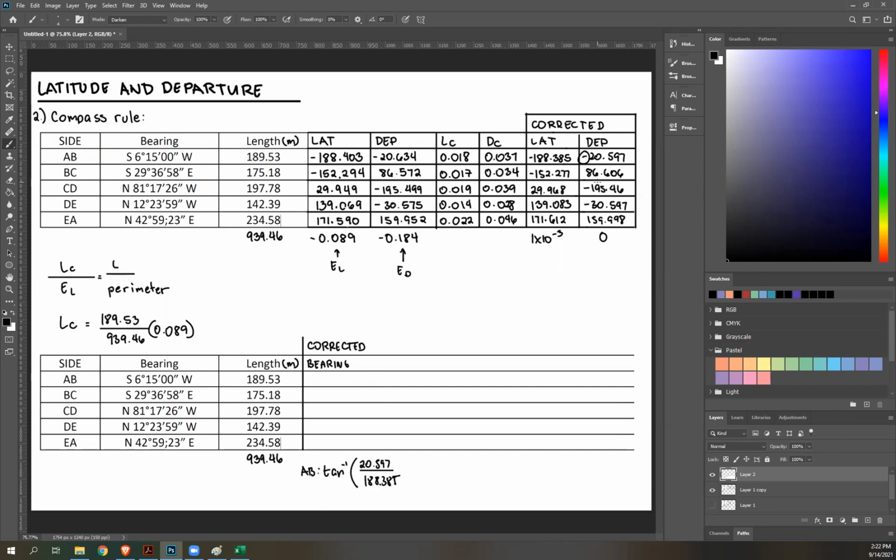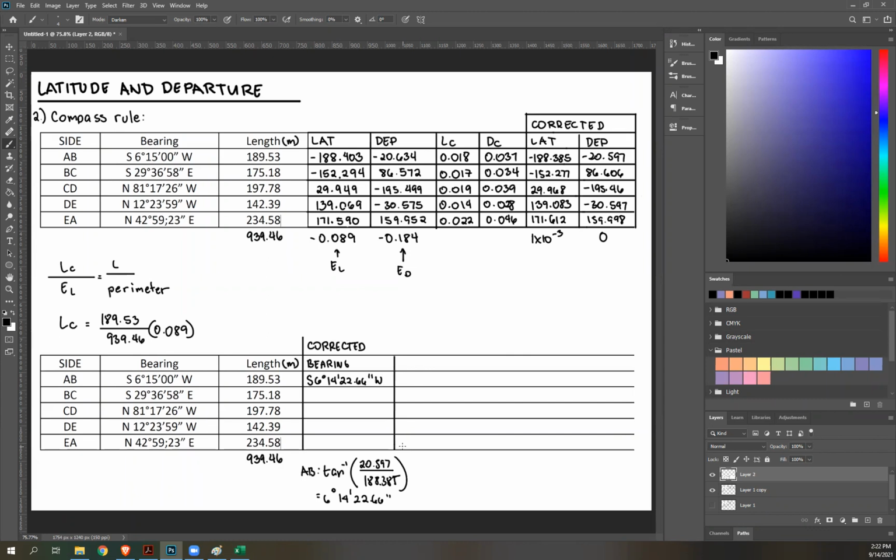Departure is negative, therefore that's south. Latitude is negative, therefore that's west. So the sign again depends on the sign of your corrected latitude and departure. Negative means south. The answer to this was 6 degrees, 14 minutes, 22 seconds, west. And that's how you get the bearing.